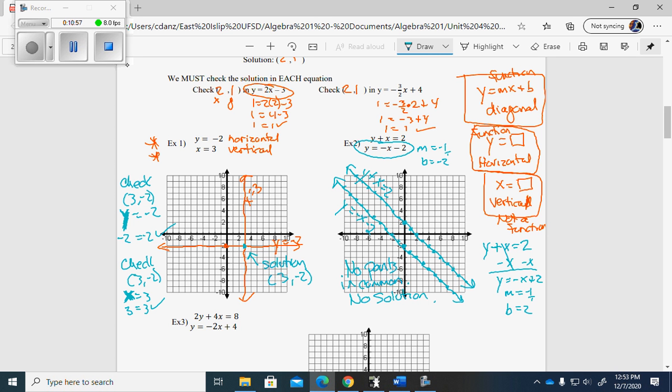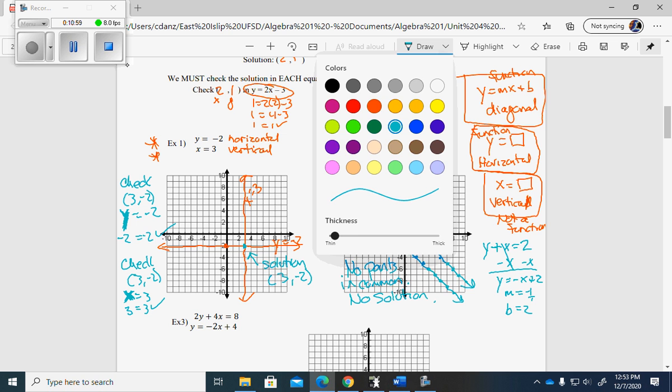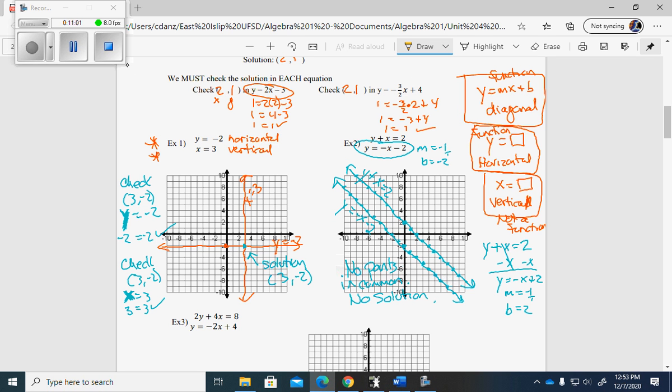Remember, parallel lines have the same slope. If you have forgotten that, give yourself a note. I'm going to say have equal slopes. So as soon as you see that they have the same slope, even without graphing, I knew that there was no solution.